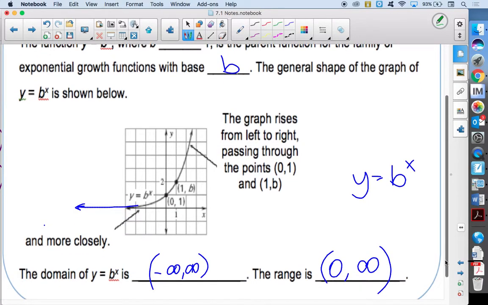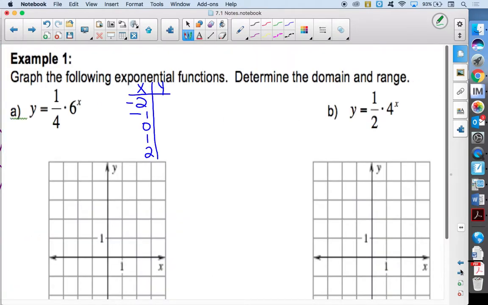The y can't be negative, but you're allowed to plug in. We said negative infinity to positive infinity for the domain, so that means anything can be plugged in for x. It's just when I get a number out of it, it's not going to be negative and it's not going to be 0. Okay, so once you see how a couple will work, I promise it'll be a little more straightforward.